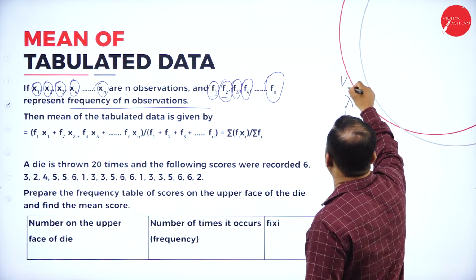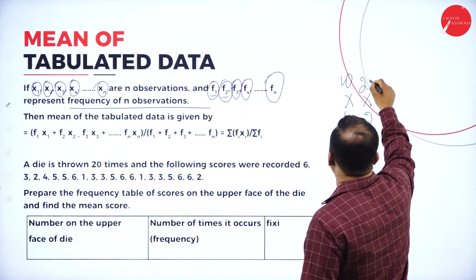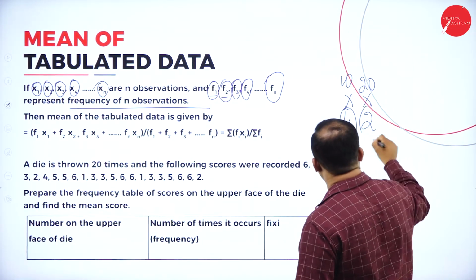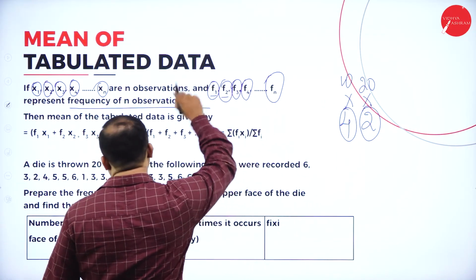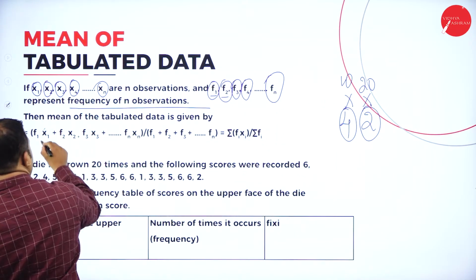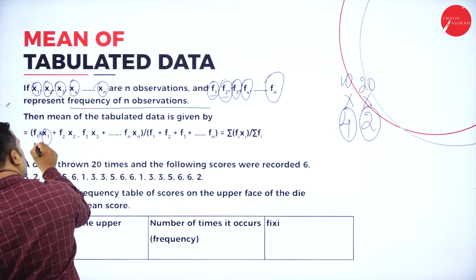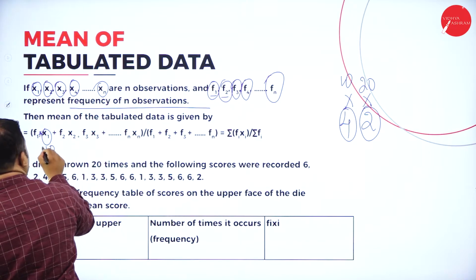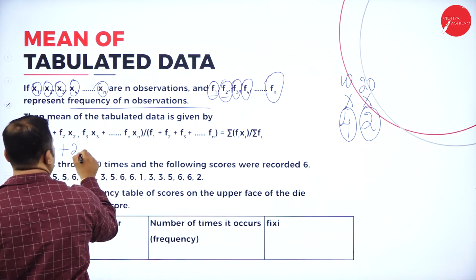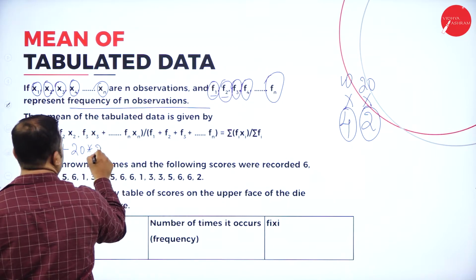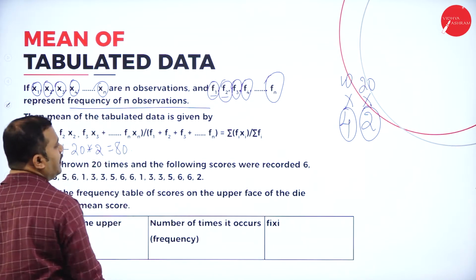That is 4 into 10, 2 into 20. What is this? This is a frequency of occurrence. So, if I multiply the actual data, that is xi, by the frequency, that is 10 into 4 plus the same thing, 20 into 2, we'll get the value which is equal to 80.